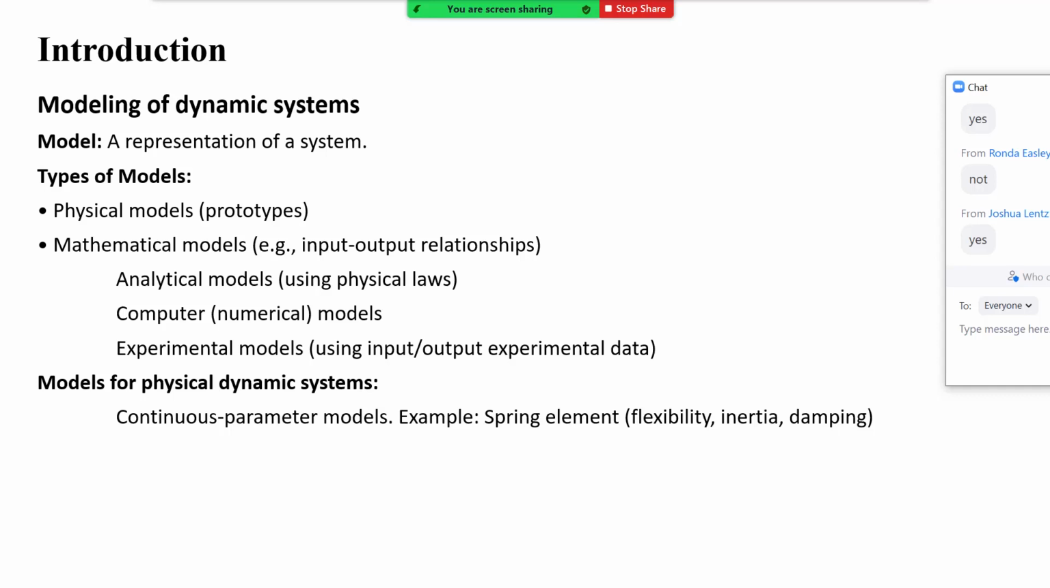Now we can always use the computer or numerical analysis to get a relationship between an input and an output. We can always do experiments to get a relationship between an input and an output, applying different inputs, measuring the output, and trying to model it using these measurements.